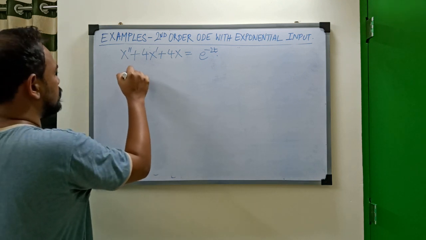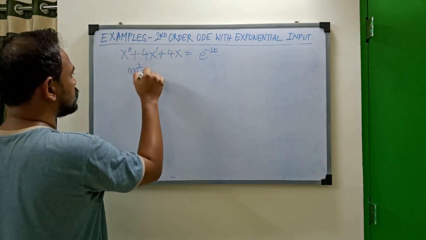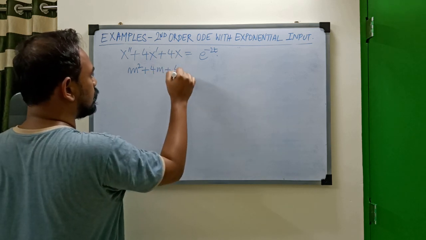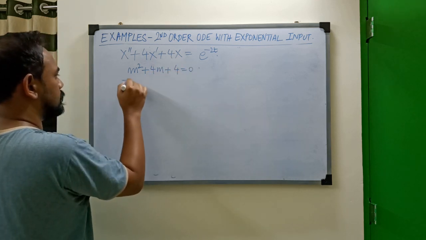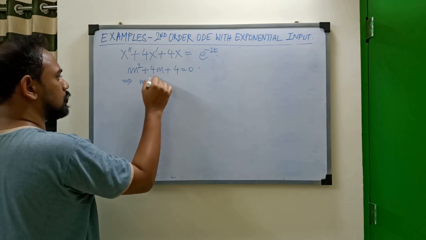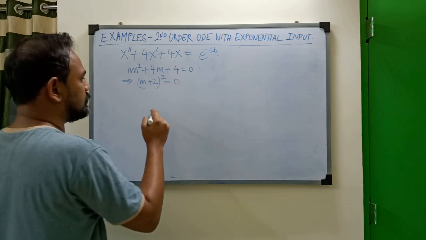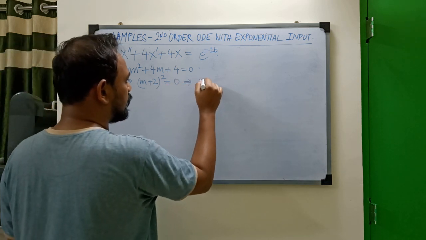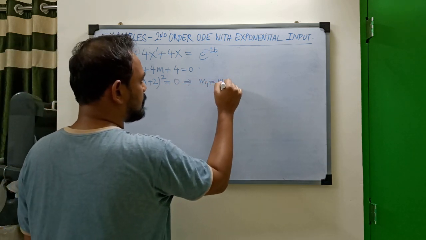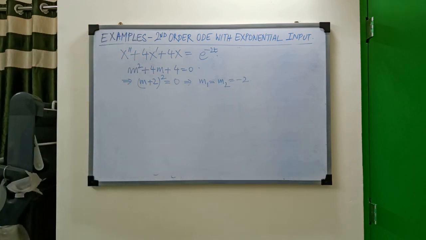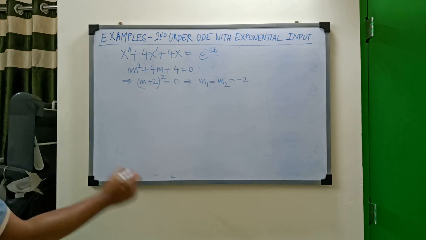For this, again, let's find out the auxiliary equation for the homogeneous form. Well, that's m plus 2 whole square as a factor on the left hand side. So the two roots are the same. m1 and m2 are both real, and they're the same. This is minus 2.